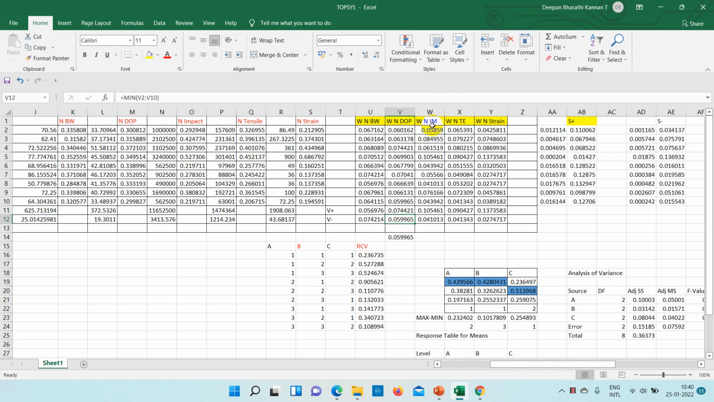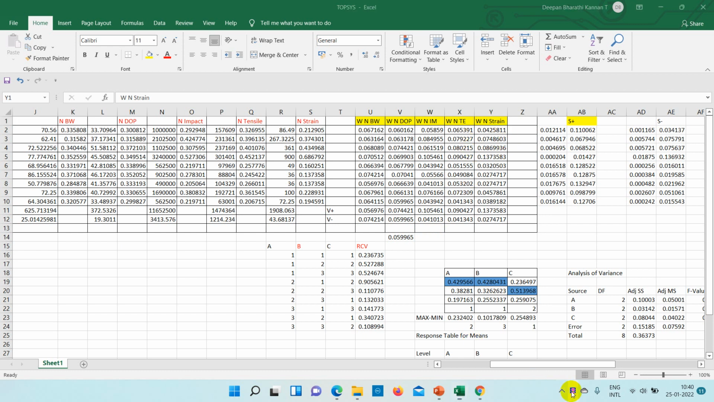Again, I'll show you with an example of impact strength value. Here I wanted impact strength to be maximized. So among the 9 values, we take the one having the highest value for V plus. You can see here 0.105 is the highest value, so it is taken as V plus, and V minus is the one having the least value, which among these 9 is 0.04. Likewise for tensile strength and strain, we have to maximize both. So the V plus value will be the one having the highest value, and V minus will be the one having the least value among the 9 values.